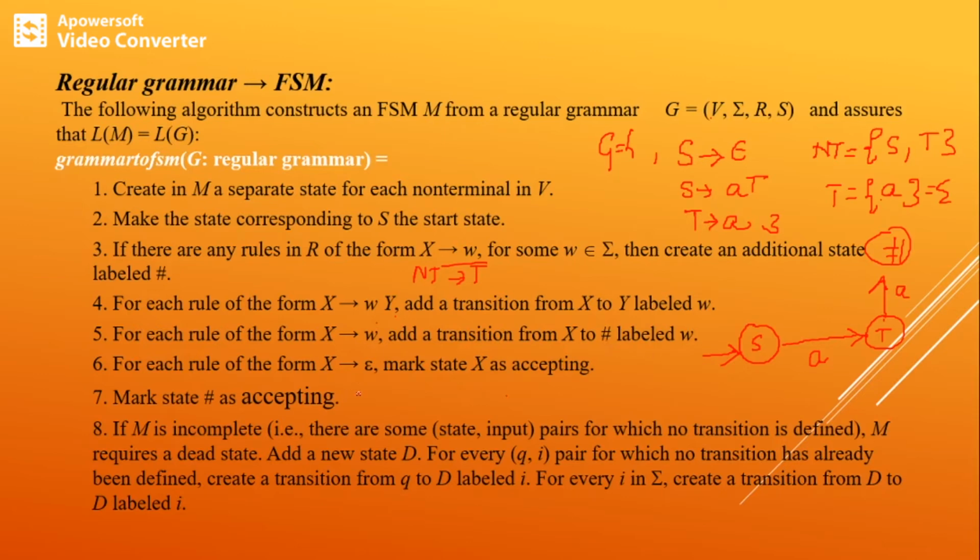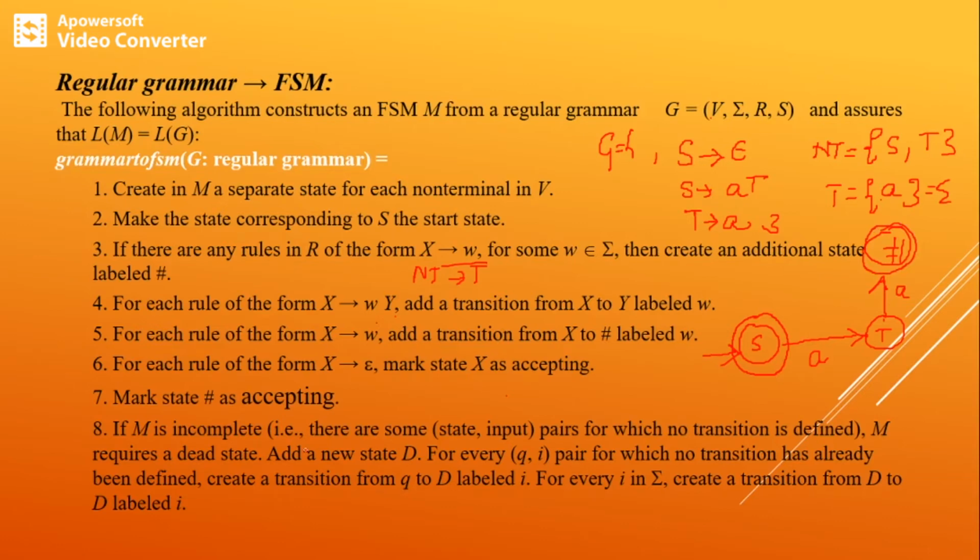Then we have X gives epsilon. We have S gives epsilon. Make S the start and accepting state. S is the accepting state. Okay, and also mark the hash state as an accepting state. Hash also as accepting.